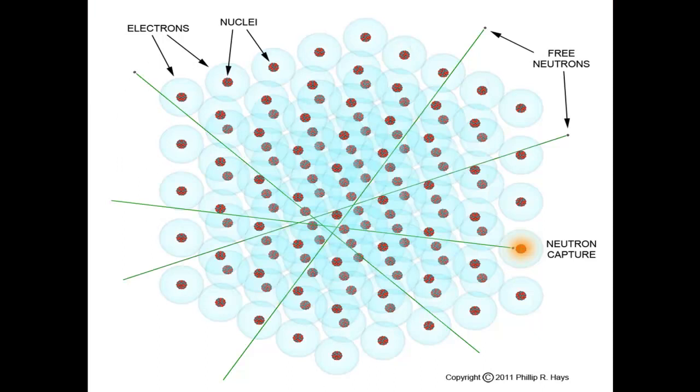This image shows the concept of the mean free path. Since an atom is mostly empty space and the nucleus is relatively small, the neutrons can pass through the atoms without hitting the nucleus.